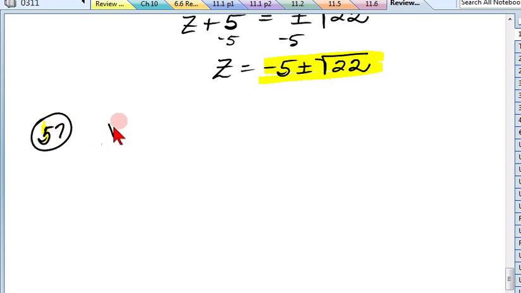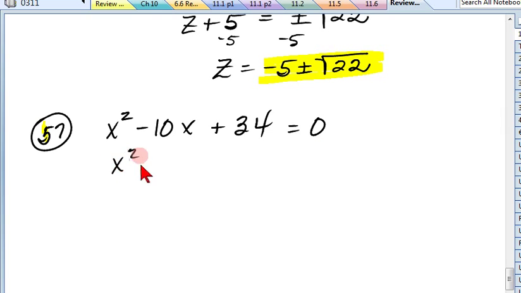Still completing the square. I have x squared minus 10x plus 34 equals 0. So it has a few similarities. It's not ready for completing the square. I need to move the 34 to the other side. So I'm going to have x squared minus 10x plus a blank equals -34 plus a blank.